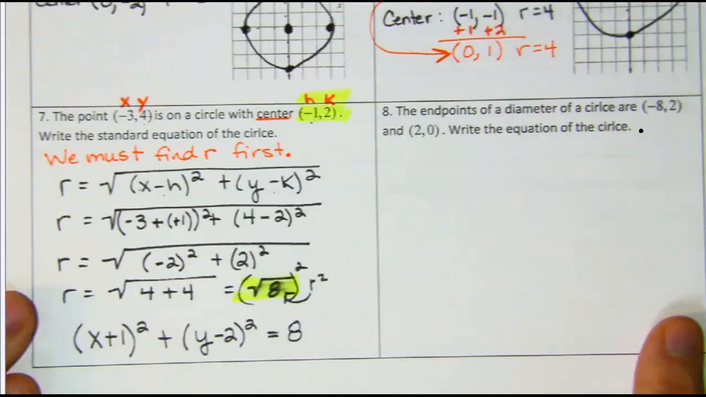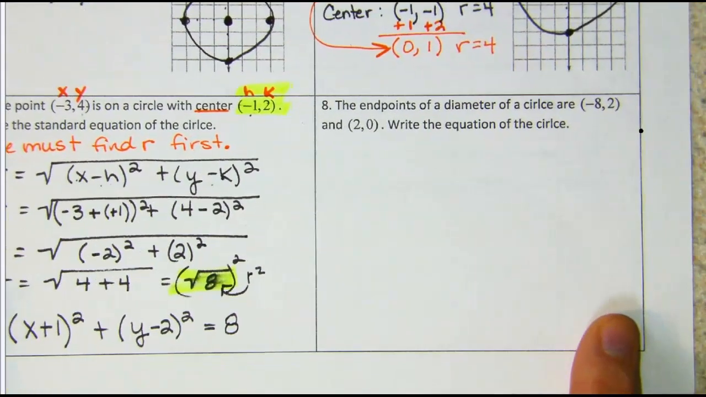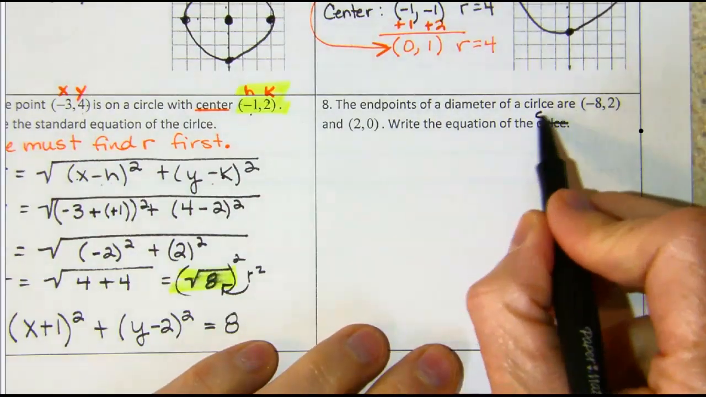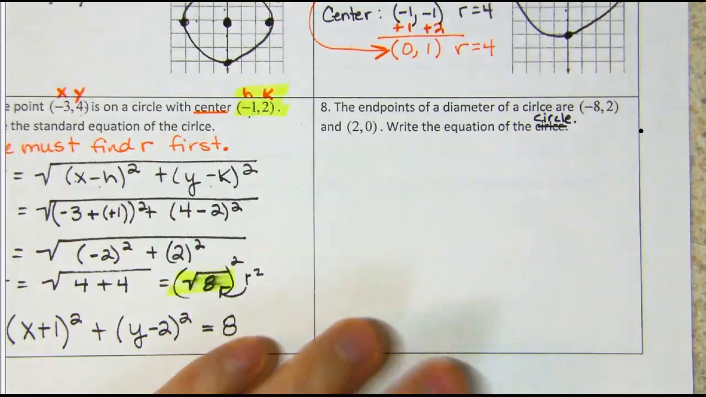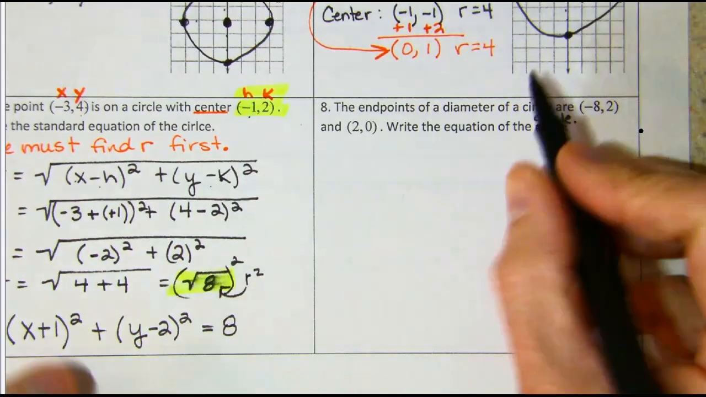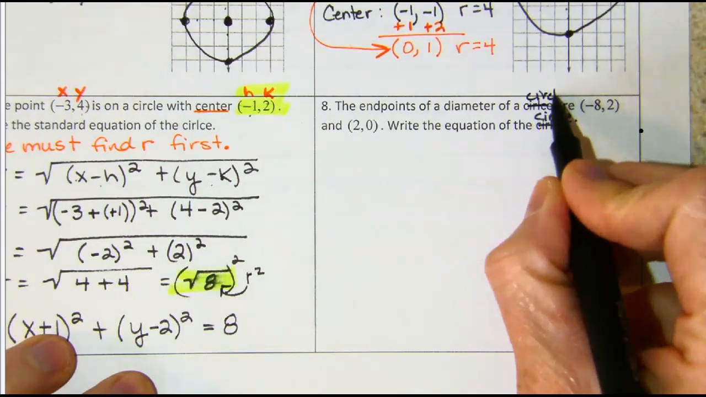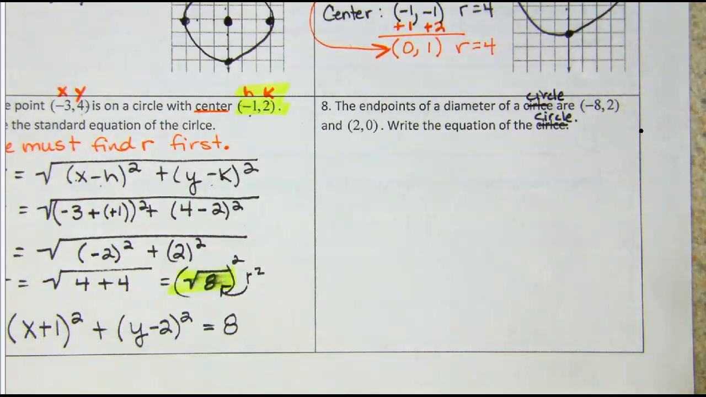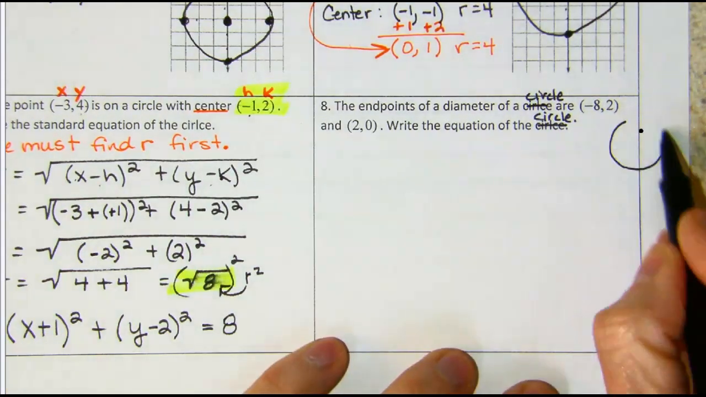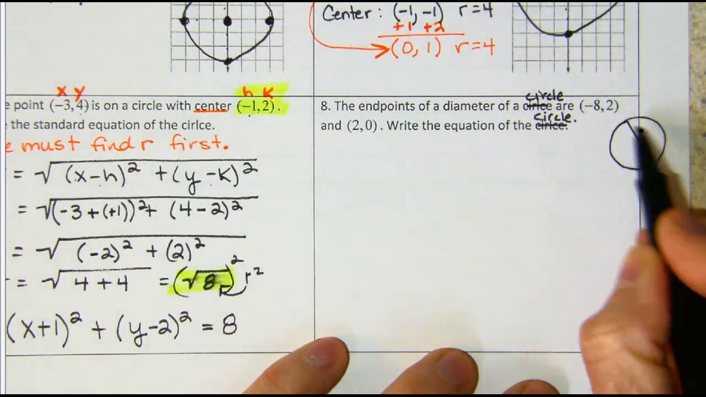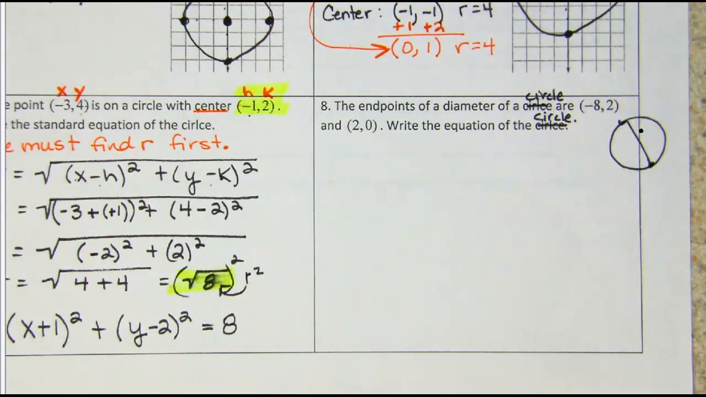Now, question 8 makes us even go a step further. It says the endpoints of a diameter of a circle are -8, 2, and 2, 0. Write the equation of the circle. And circle is misspelled there, so let's fix that. Write the equation of the circle, okay? So here we go. We are given nothing, okay? Basically, we're just given coordinates of a diameter. That's all we're given here.